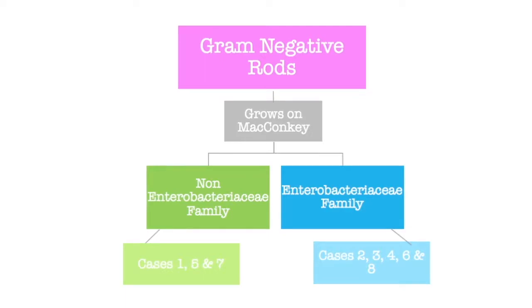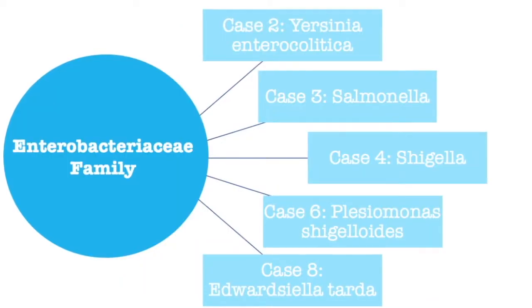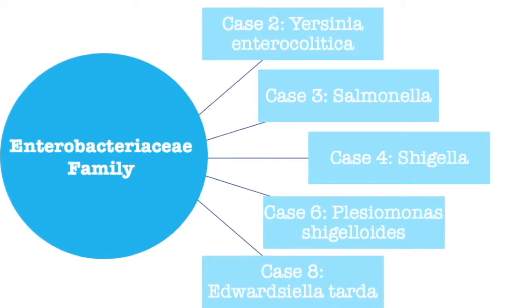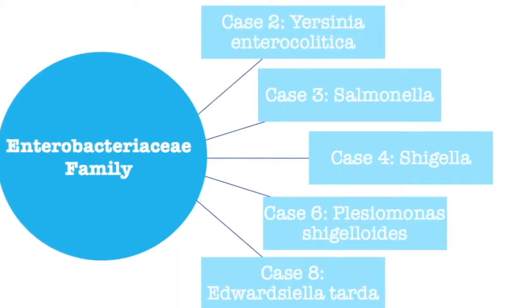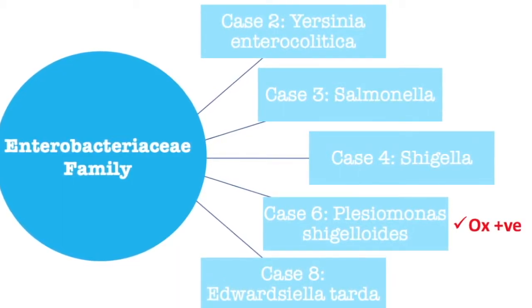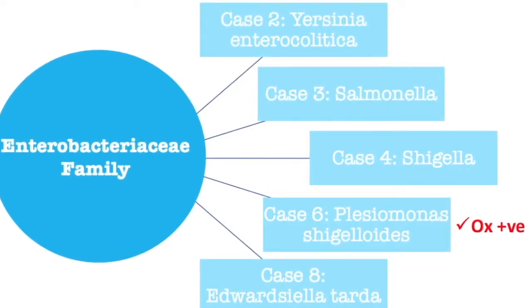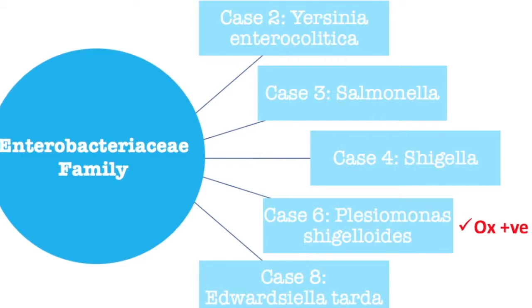They all showed growth on MacConkey. We've broken these cases down into two groups: the non-Enterobacteriaceae, including cases 1, 5, and 7, and the Enterobacteriaceae family, including cases 2, 3, 4, 6, and 8. Of the Enterobacteriaceae organisms, the ones found in the case studies were Yersinia enterocolitica, Salmonella, Shigella, Plesiomonas shigelloides, and Edwardsiella tarda. Something to note for Plesiomonas shigelloides in case 6 is that it was the only organism that was oxidase positive, which would mean using an API 20NE as opposed to an API 20E for identification.